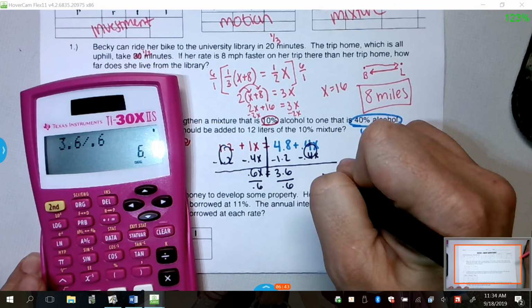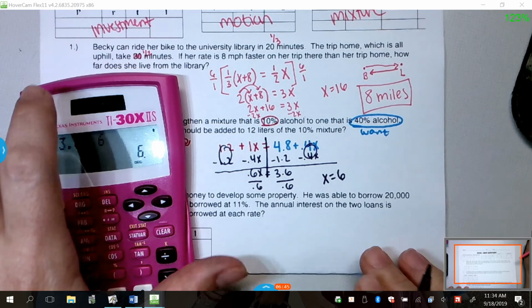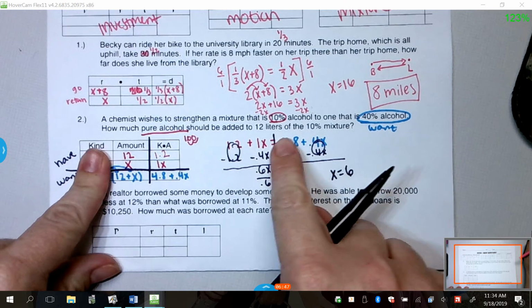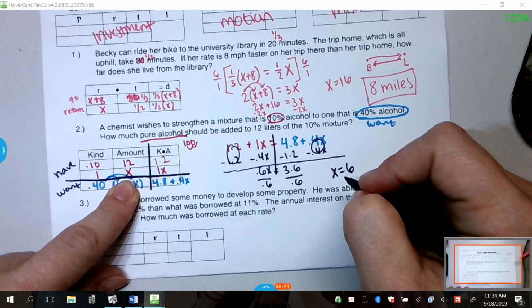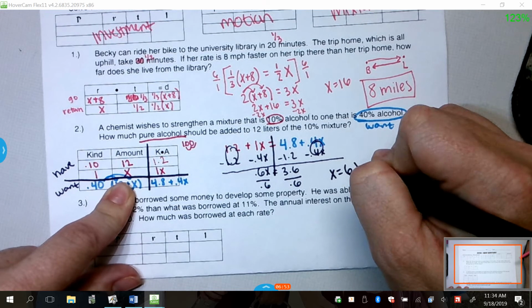And that equals 6. So before I say this is my answer, it says how much pure alcohol should be added. Well, pure alcohol is this 100%, this 1, and x is my answer. So this is 6 liters.